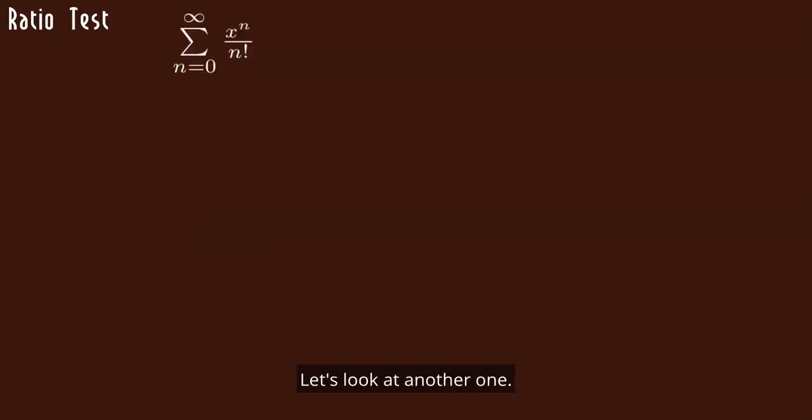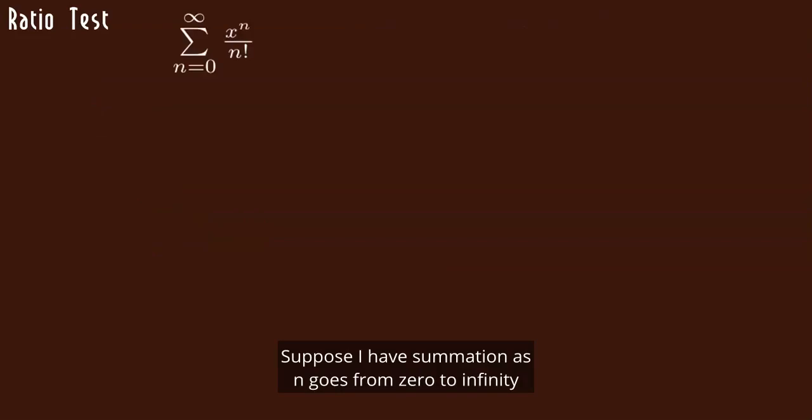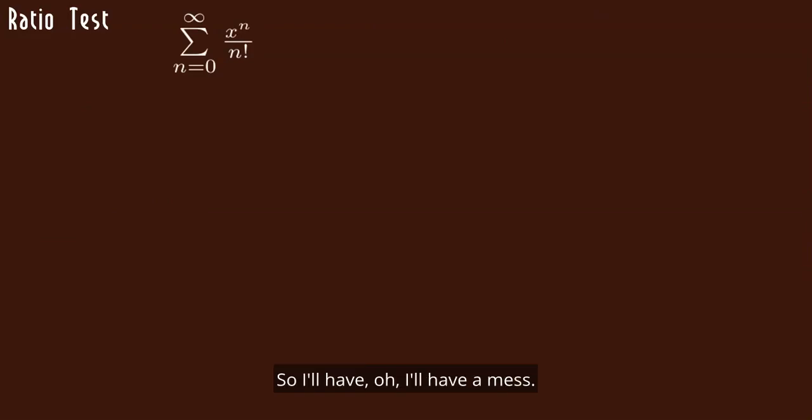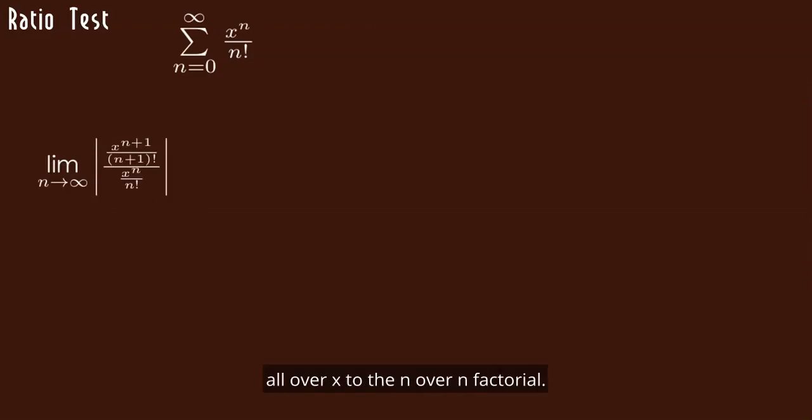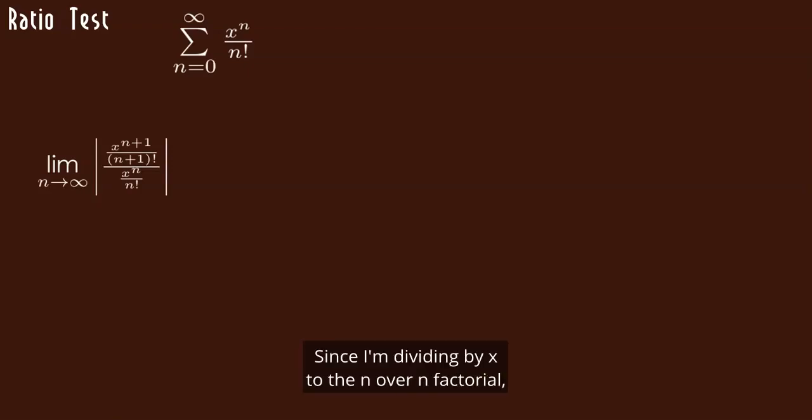Let's look at another one. Suppose I have summation as n goes from 0 to infinity of x to the n over n factorial. So I want to look at the ratio of the terms. So I'll have a mess. I have got x to the n plus 1 over n plus 1 factorial all over x to the n over n factorial. I hate double-decker fractions. Since I'm dividing by x to the n over n factorial, I can switch that and multiply by its flip.